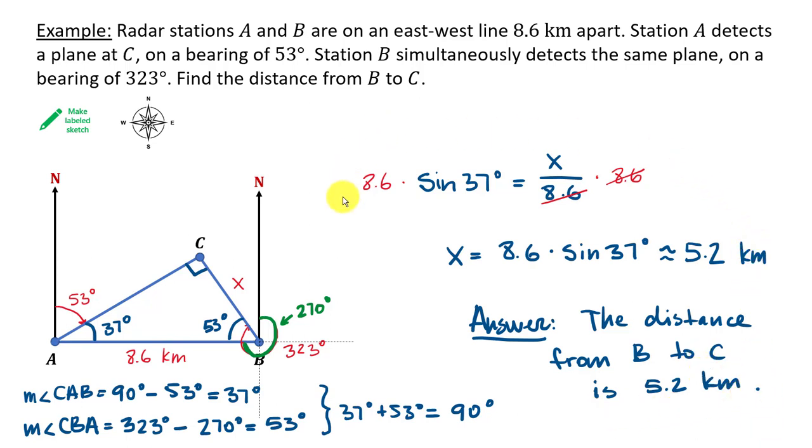Now, as you can see, the computational part is pretty easy, right? So once you have the sketch done and figure out that you're looking at a right triangle, well, it's just like a one-step problem. But setting up the sketch is the more challenging part of this problem, and it's a very, very important and crucial part. So you really want to spend time on setting up the correct sketch.